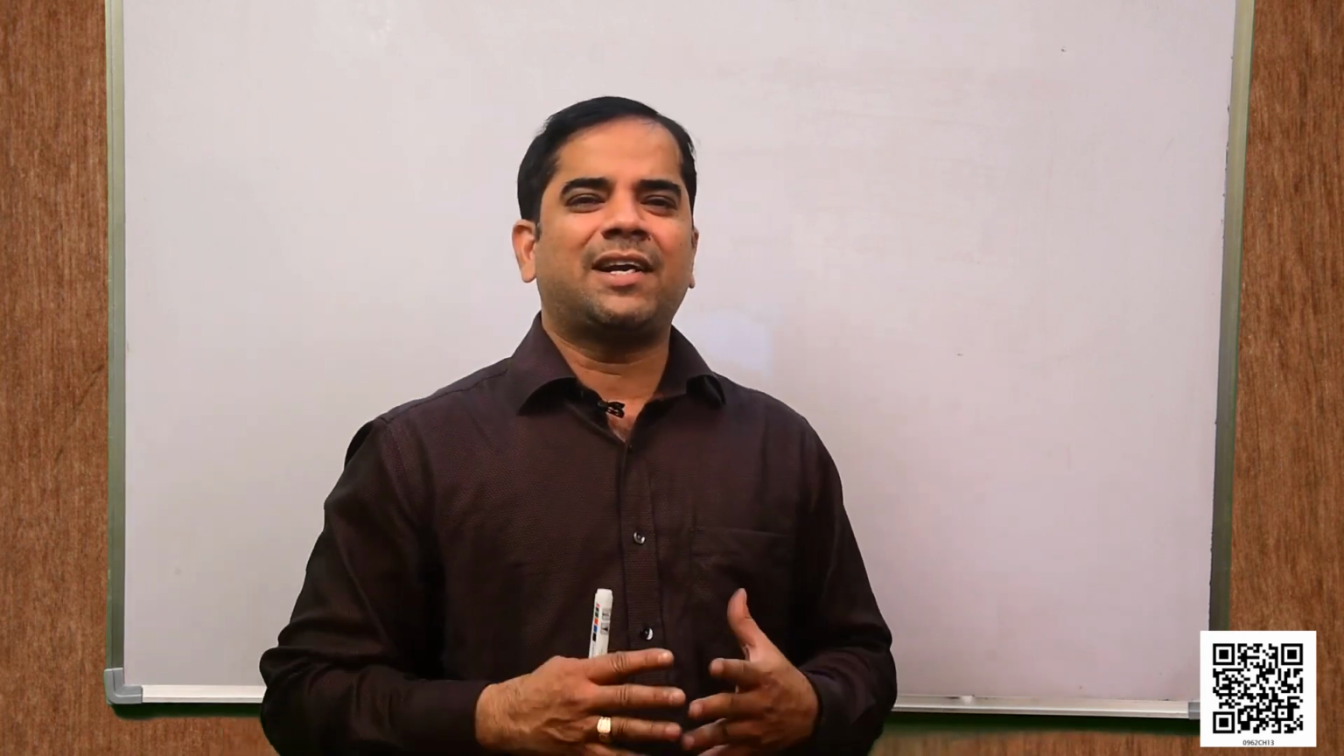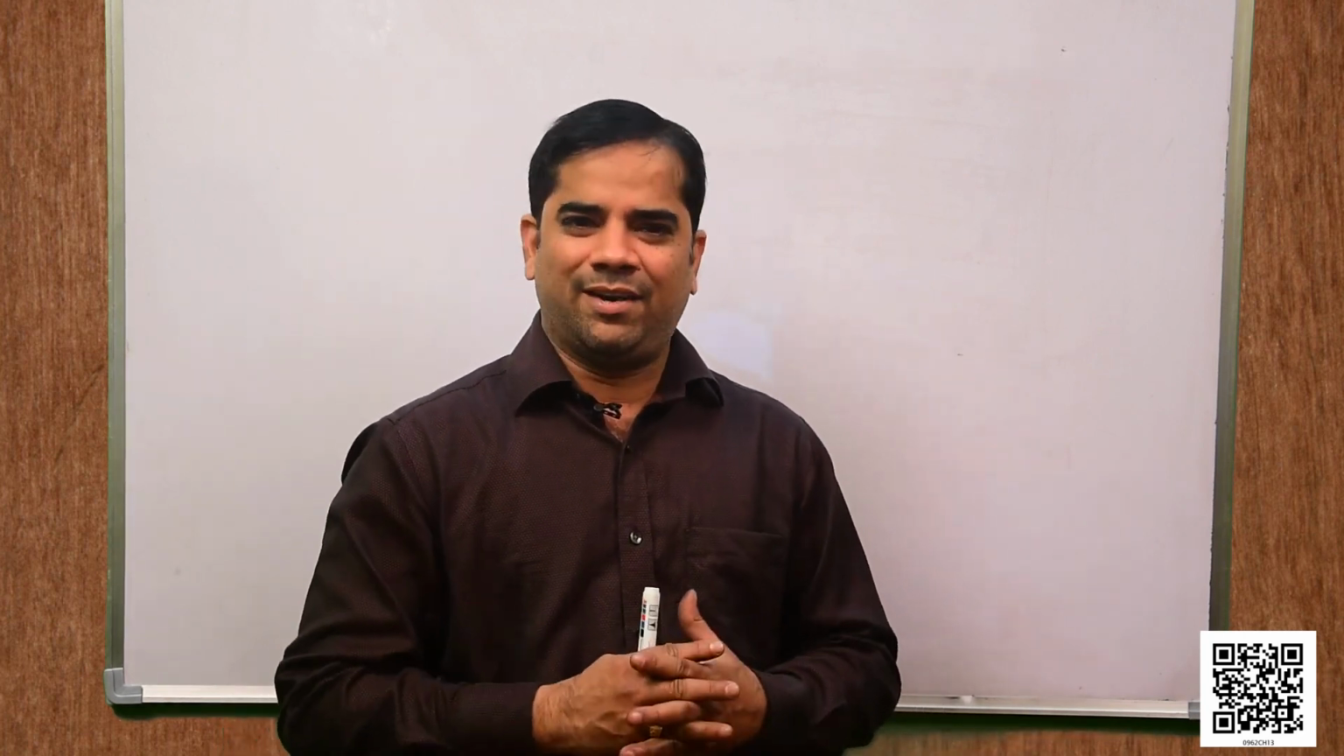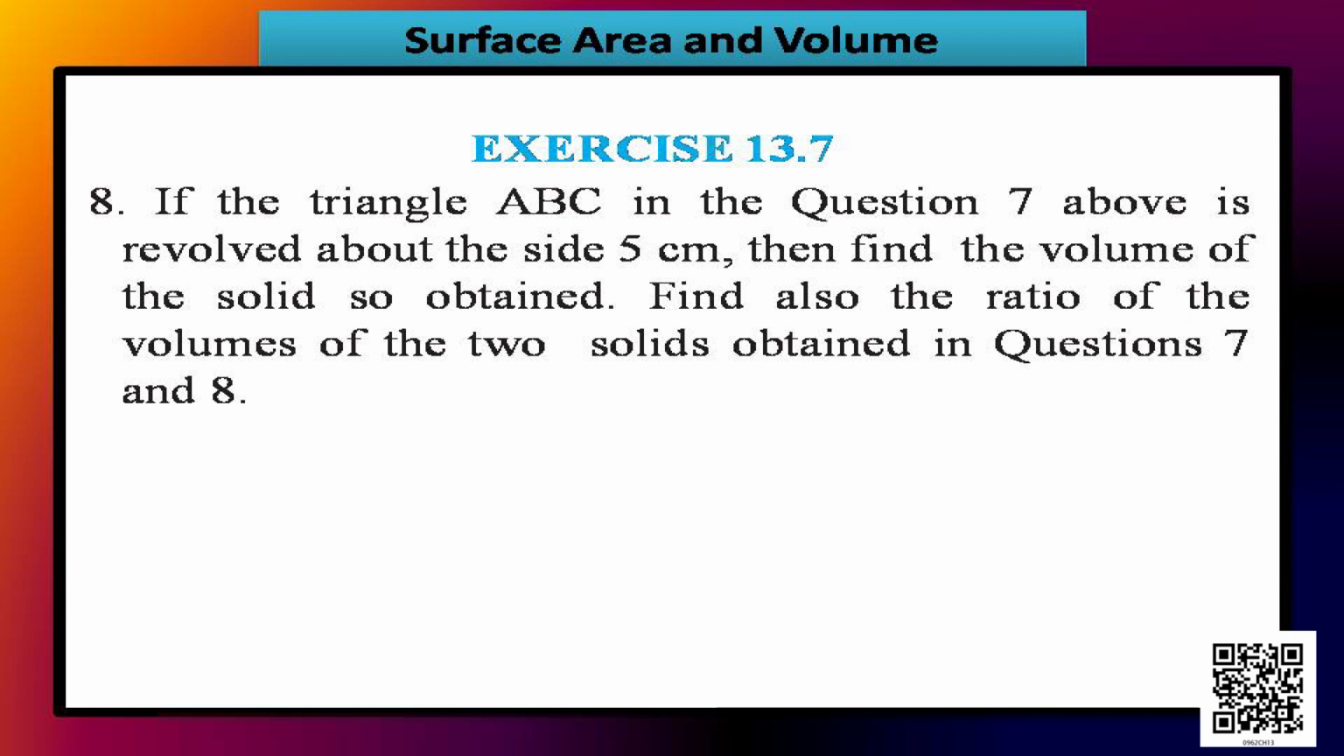So, students, let us now solve question number 8. Okay. It says, a right triangle ABC with sides 5 cm, 12 cm and 13 cm is revolved about the side 5 cm. Then find the volume of the solid so obtained. Find also the ratio of the volumes of the two solids obtained when we revolve the triangle about side 12 cm and side 5 cm. Okay. So, let us solve the question.